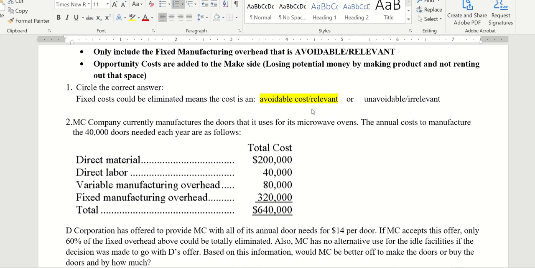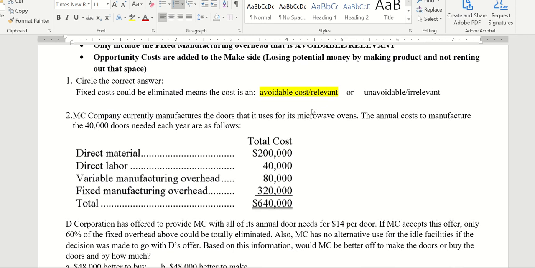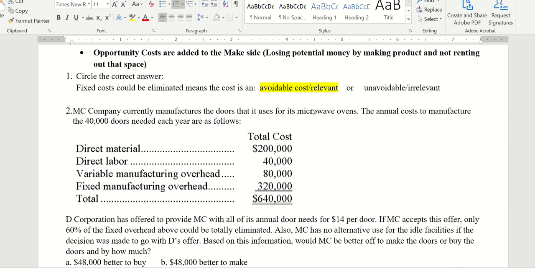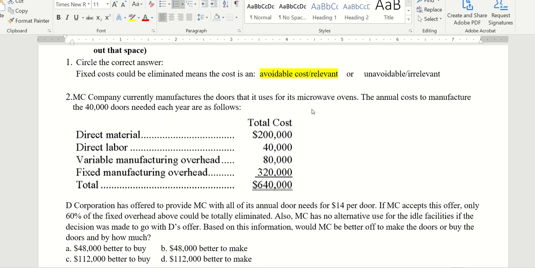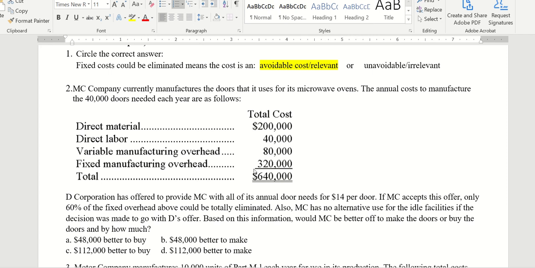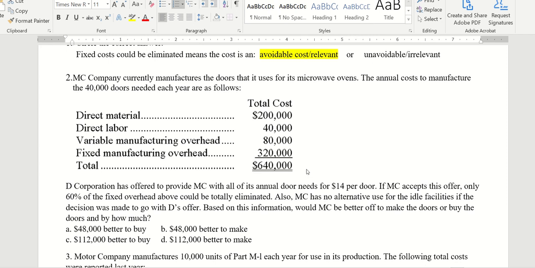Fixed costs could be eliminated means a cost is avoidable. Is it an avoidable cost or relevant? So just be aware of that in the problems. Currently they're manufacturing 40,000 doors, and it looks like it costs them 640,000. So this would be your make side.